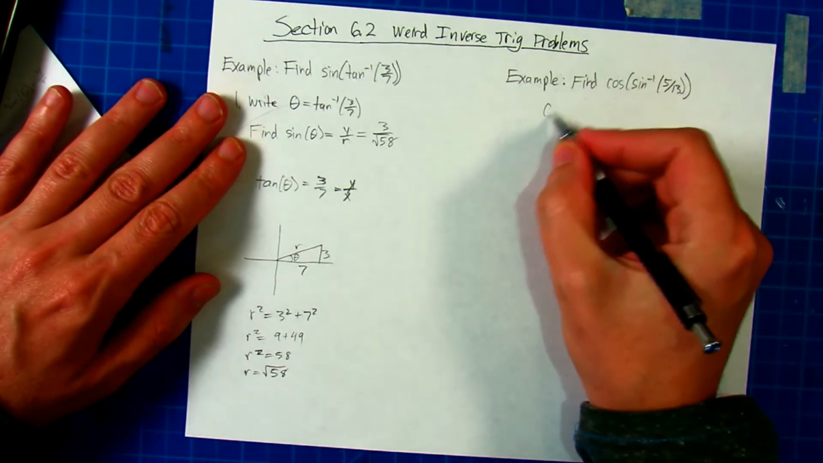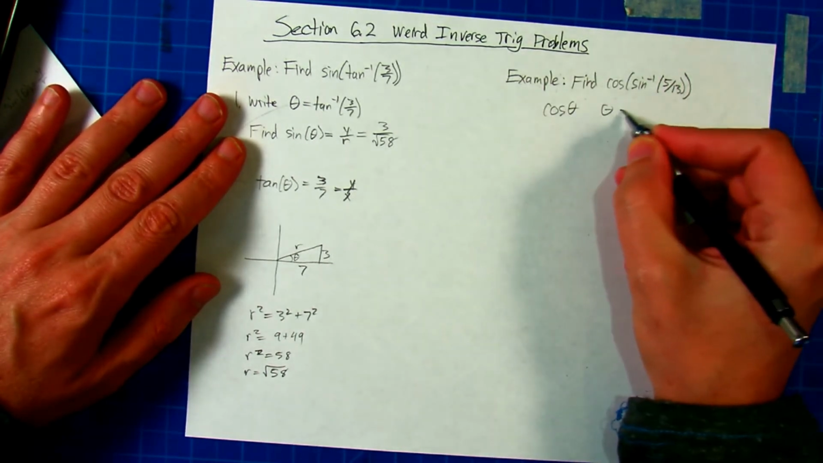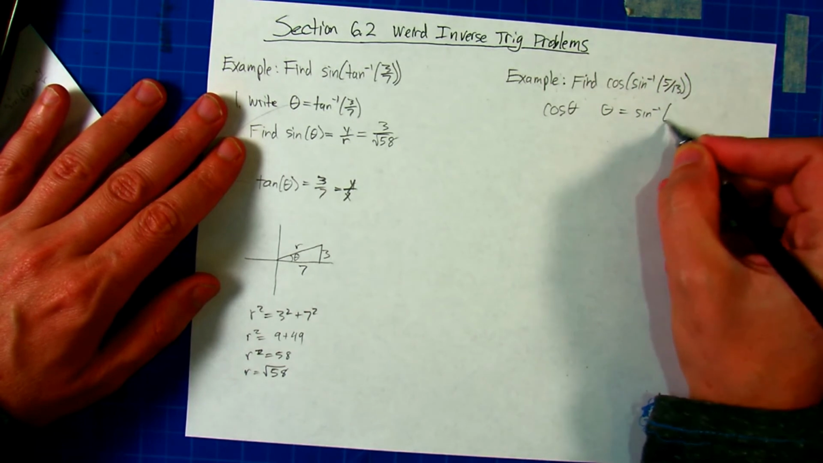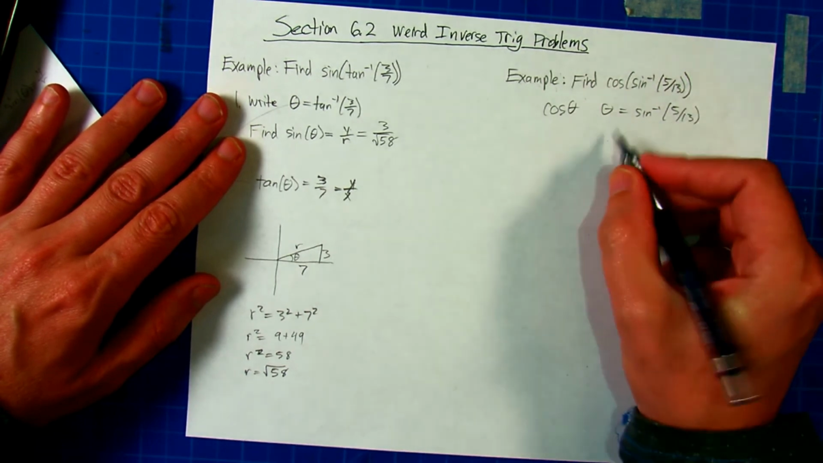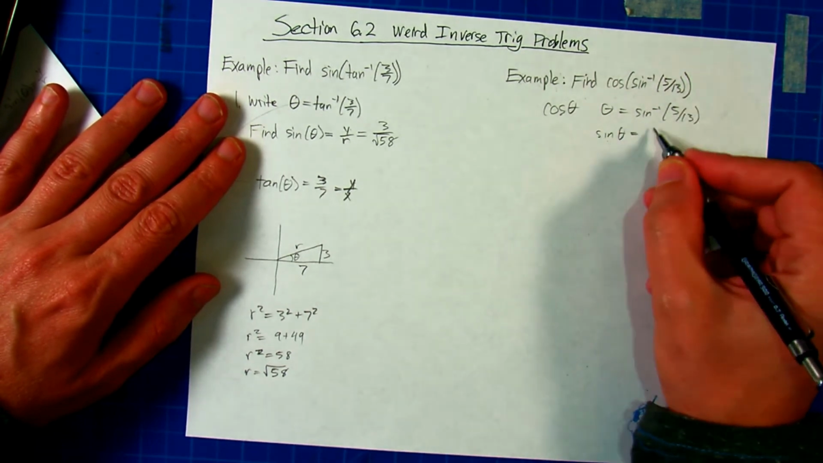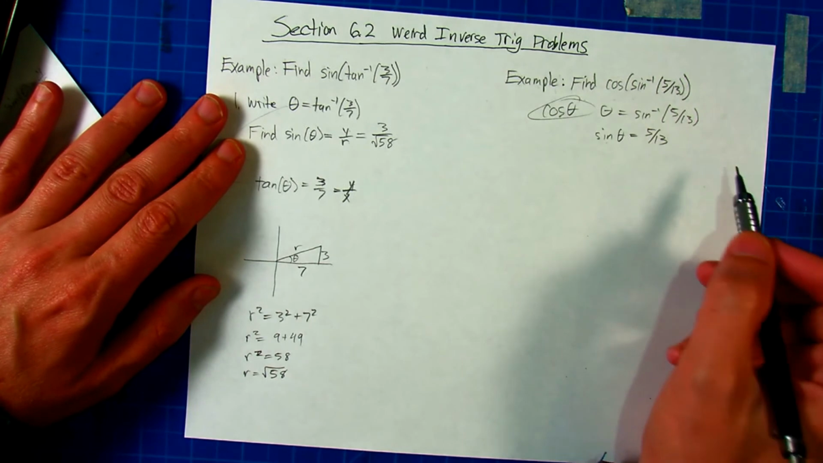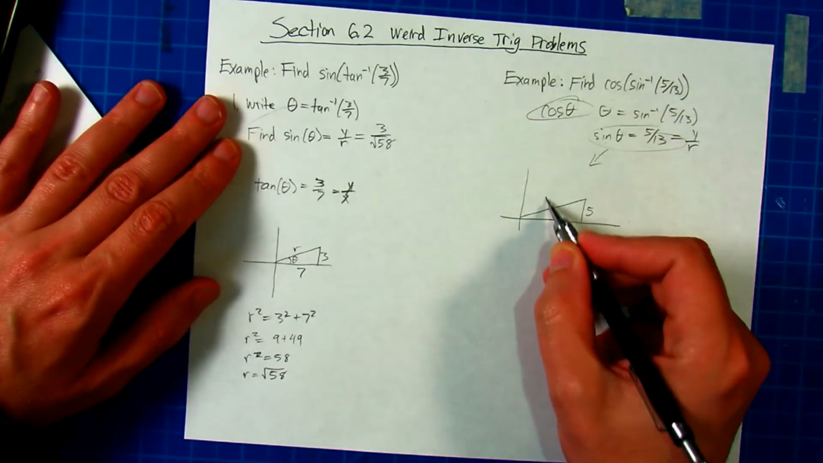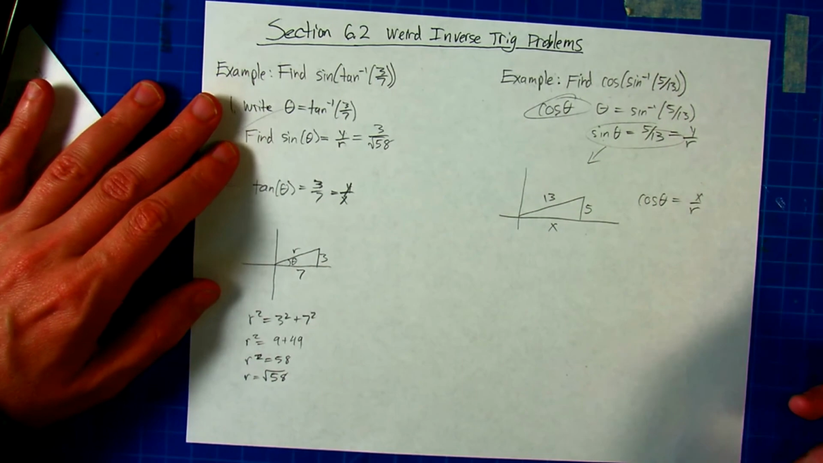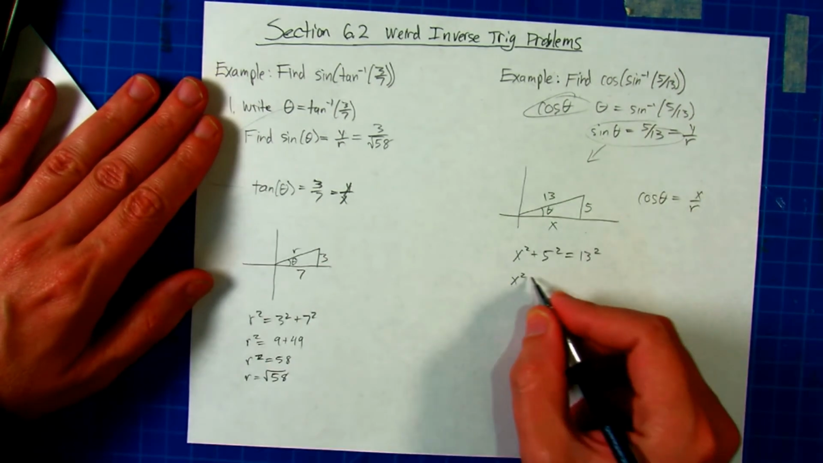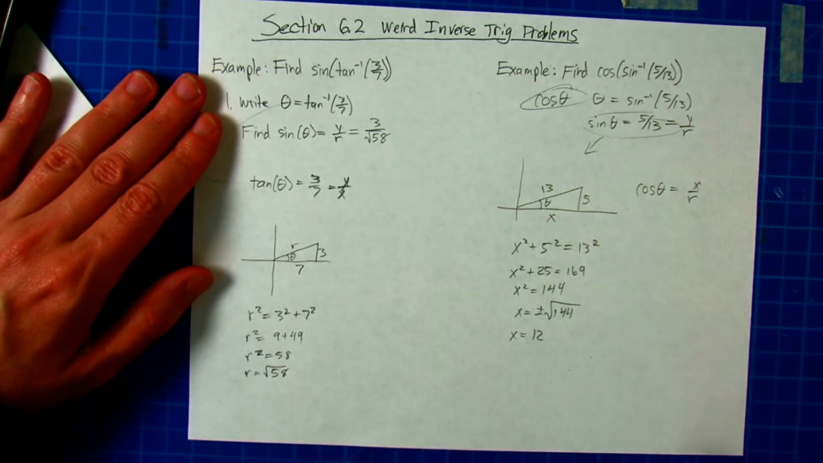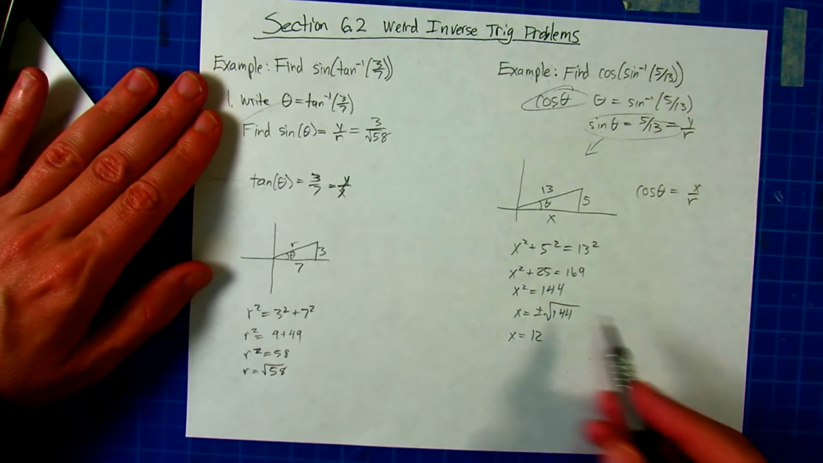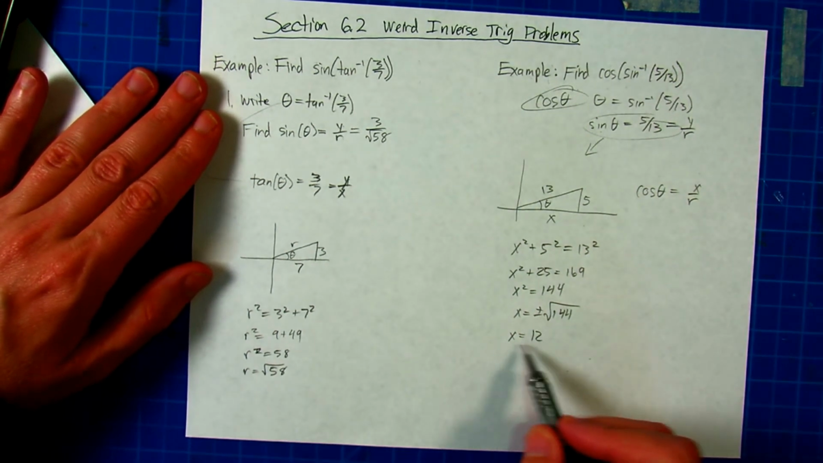So first, write this as cosine theta, where theta equals the inverse sine of 5/13, which means the sine of theta is 5/13. This is what you're trying to find. This is what picture you're going to draw, so go ahead and use this to draw a picture. Cosine theta equals x/r, so once again use the Pythagorean theorem to solve for x. I'm assuming we're in quadrant 1 here, which seems like a safe assumption since this is positive, so I discard the negative square root once again, I just get x equals 12.